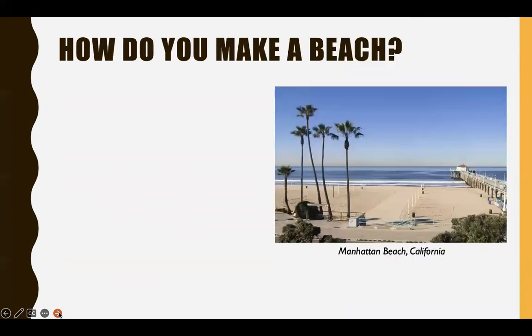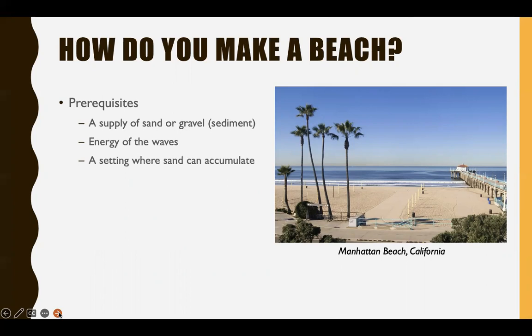So how do you make a beach? This is a picture of Manhattan Beach in California. It's very groomed. To start with, you need a supply of sand or gravel, which we're going to call sediment. You have the energy of the waves. Yes, that is part of beach making. You have a setting where the sand can accumulate. If you've ever been to the beach and sat down, you know the sand can accumulate in your shorts or in your bathing suit. You kind of think of the beach as that supply spot where things settle in.